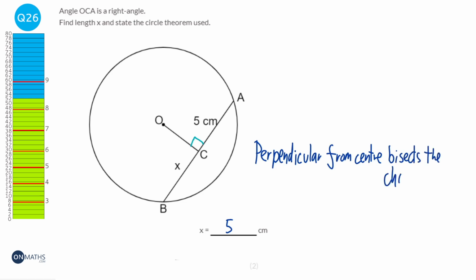the chord. What that means is that we've got a perpendicular from the center, which is this line here, and it's hitting a chord, and a chord's just a line across a circle. But the key word here is bisects. What bisects means is that it will hit it halfway at the midpoint. So if it's at the midpoint, that 5 centimeters will equal the x.